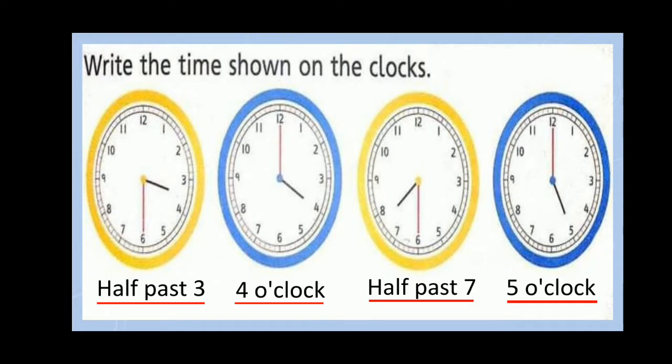In the first clock, you can see the short hour hand is between 3 and 4 and the long minute hand is on 6. It means the time right now is 3:30. Now on the second clock the hour hand is on 4 and the minute hand is on 12. It can be read and written as 4 o'clock.